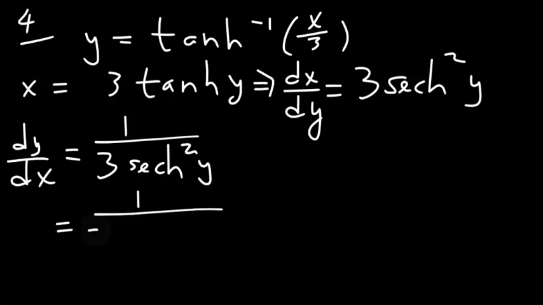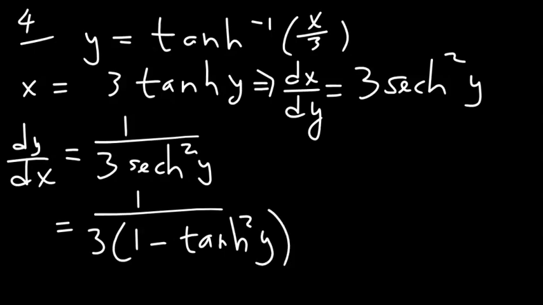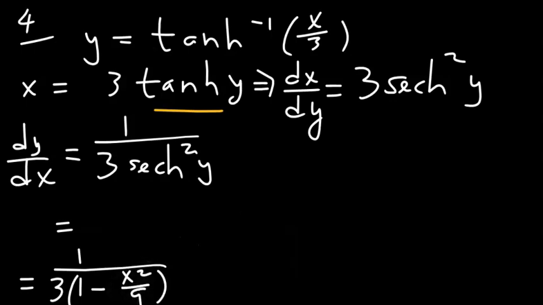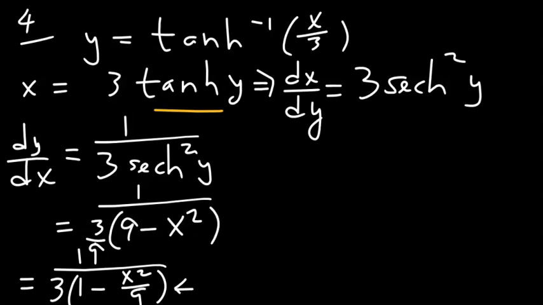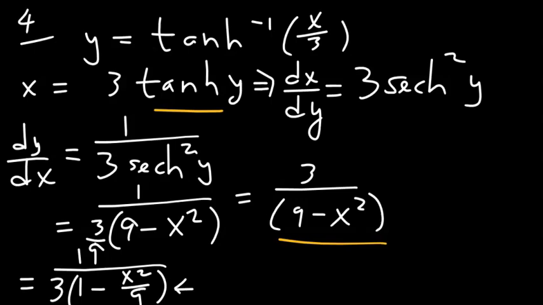This can be expressed using the identity in terms of hyperbolic tangent squared as 1 minus hyperbolic tangent y squared. Using this expression, we can express the above result in terms of x, which is 1 minus x squared over 9. So making the denominator the same for the terms within the bracket, you have 1 over 3 times (9 minus x squared) over 9, which will give you 3 over 9 minus x squared. And that's the final result.